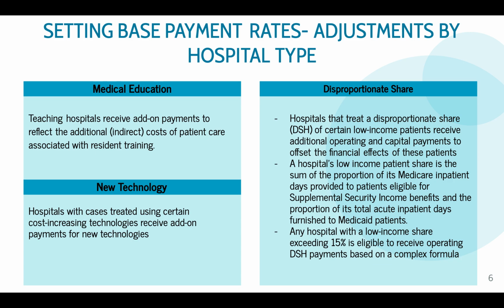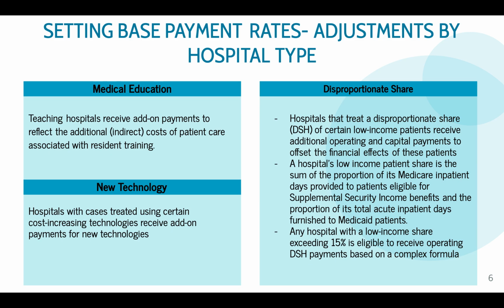Hospitals that treat a disproportionate share, also known as DSH, of certain low-income patients receive additional operating and capital payments to offset the financial effects of these specific patients. A hospital's low-income patient share is defined as the sum of the proportion of its Medicare inpatient days provided to patients eligible for supplemental security income benefits, as well as the proportion of its total acute inpatient days furnished to Medicaid patients. It is important to note that any hospital with a low-income share exceeding 15% is eligible to receive operating DSH payments based on a complex formula.